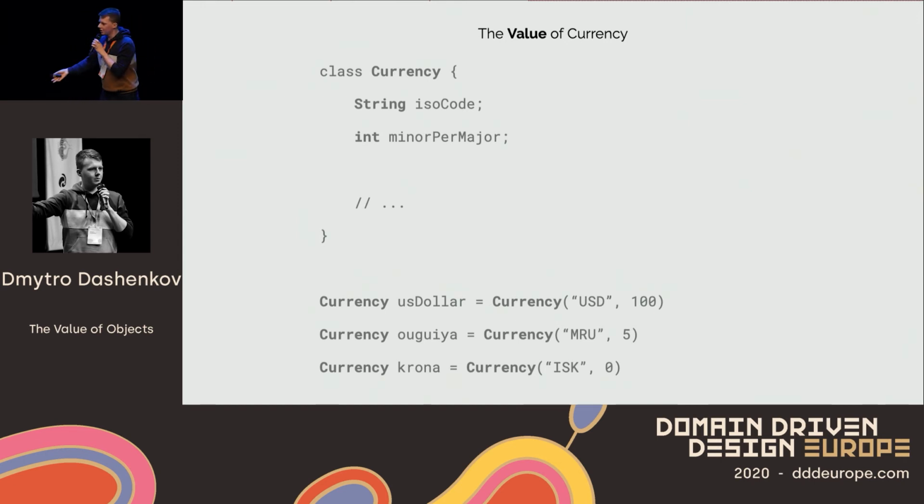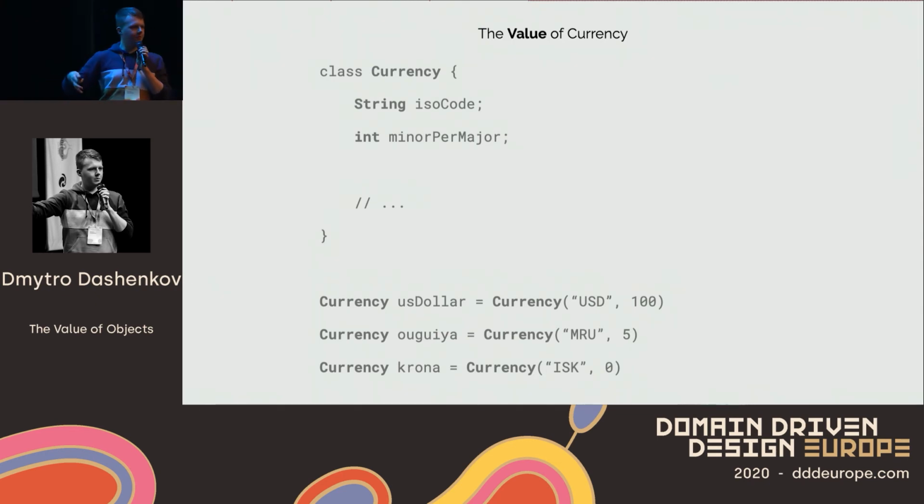And this is how we instantiate currencies. Maybe if you work with certain currencies in your system more often than with others, you could create a pool, for instance, which would also be helpful.